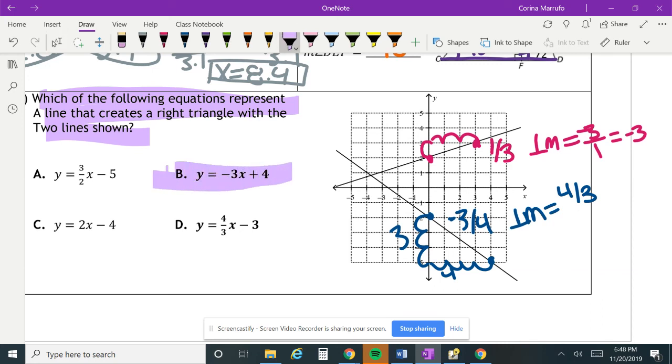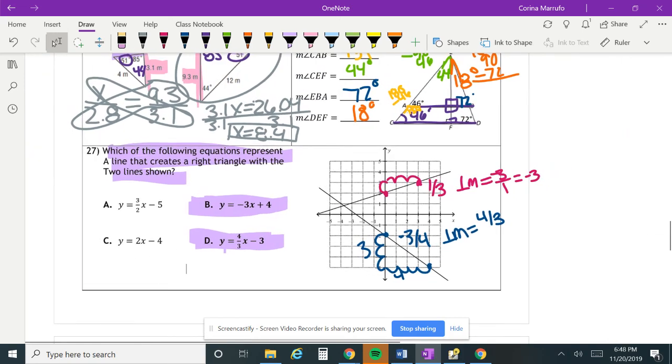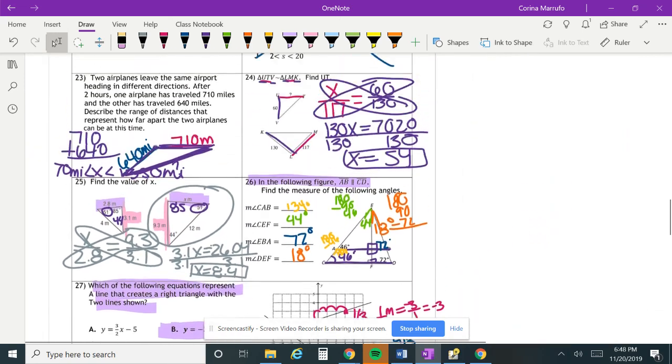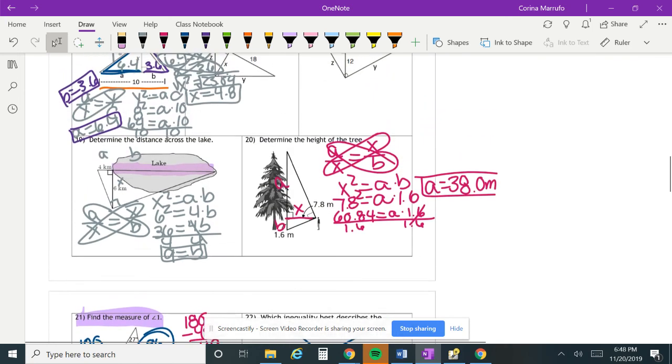I don't think that's going to happen on your test where it would be both. But there will be a problem on your test that's like this. But you won't have two answers like this. Okay? If you have any more questions, you can see me in the morning. I think that's it.